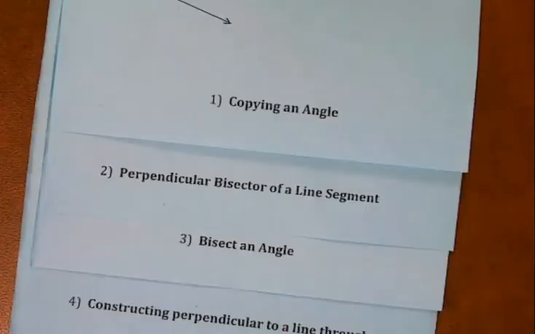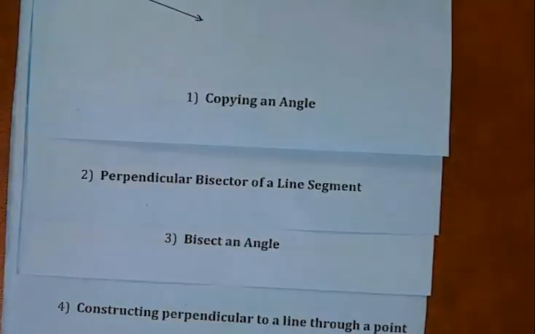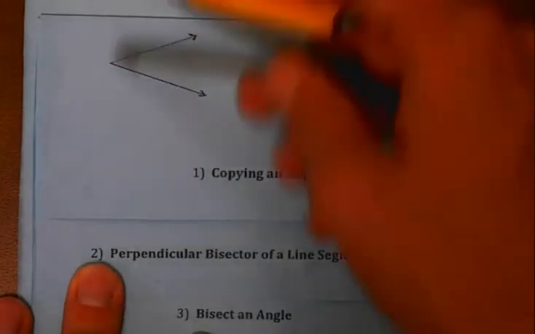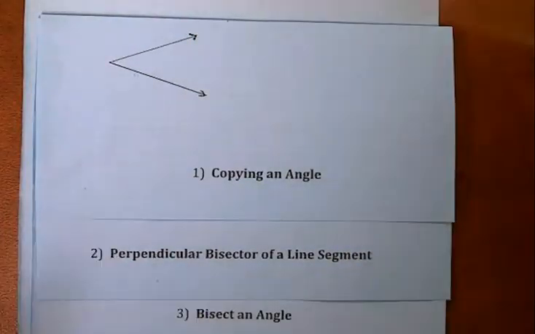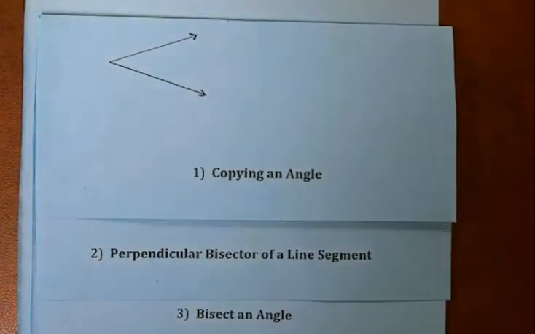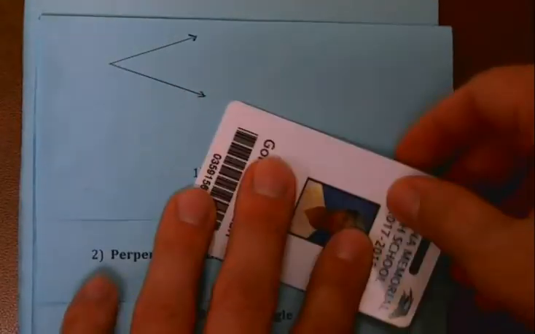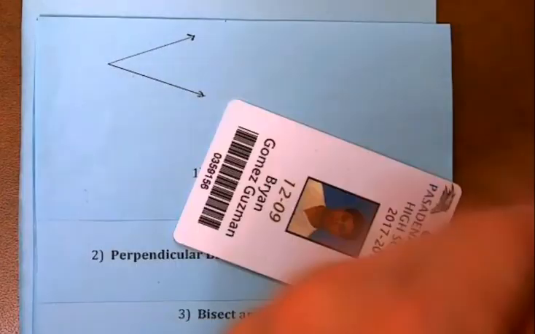All right, now we're going to get to the real stuff. Copying an angle. The first thing you do, we want to copy this angle right here. That's the angle we want to copy. So the first step you need to do to copy an angle is get your ID. Take your ID and draw a straight line.